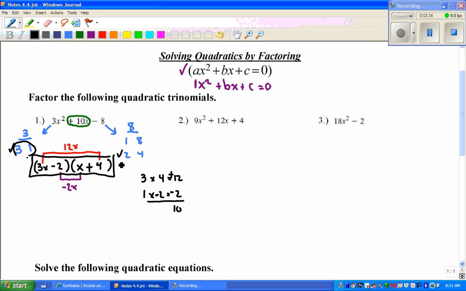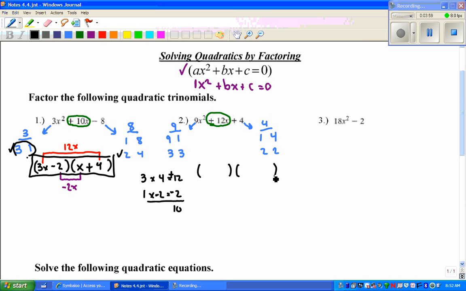Okay? Let's take a look at the second one. Let's pull out my a value. Let's pull out my c value. So I got 9, so my factors are 9 times 1, and I got 3 times 3. Factors of 4 are 1 times 4, and I got 2 times 2. We're trying to get a positive 12 in the middle. All right? Start breaking it up.